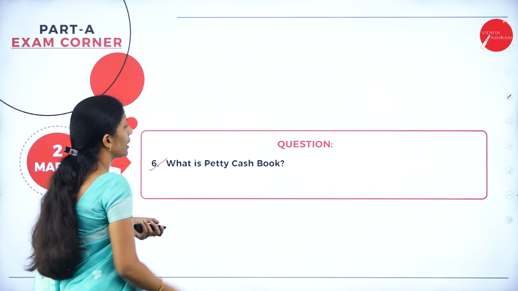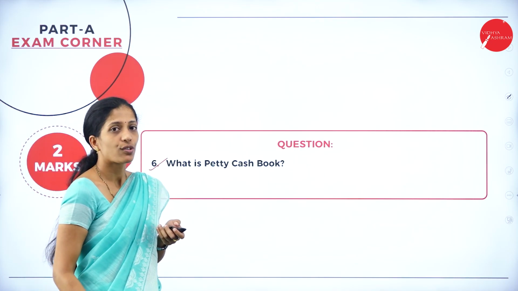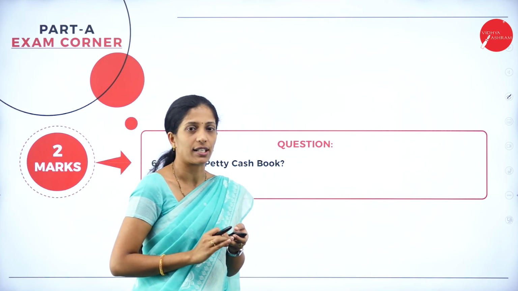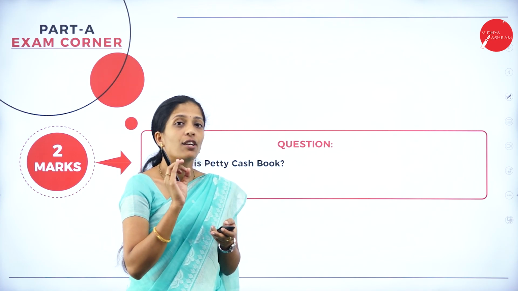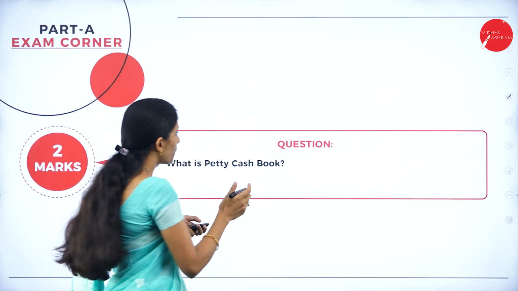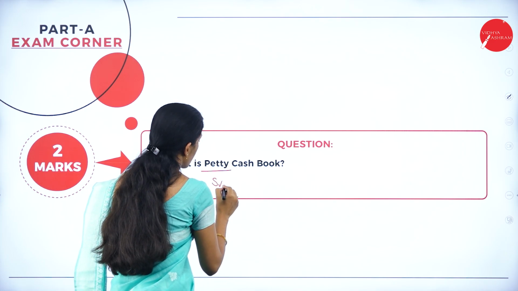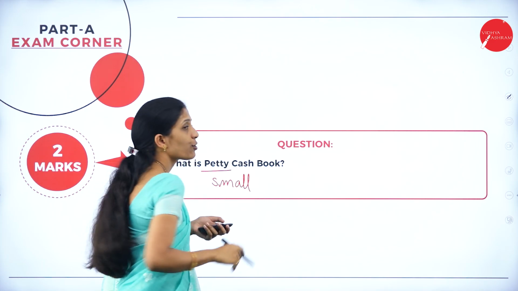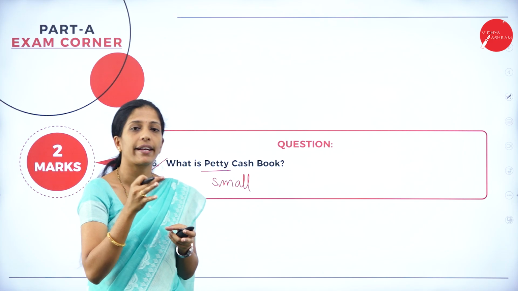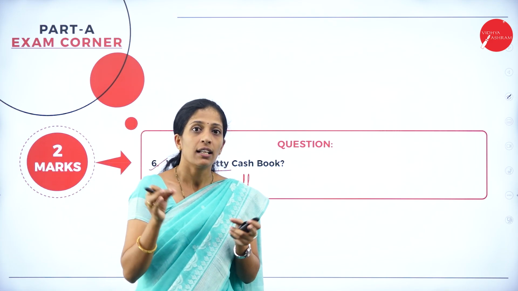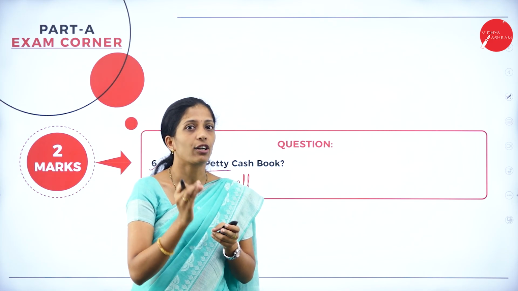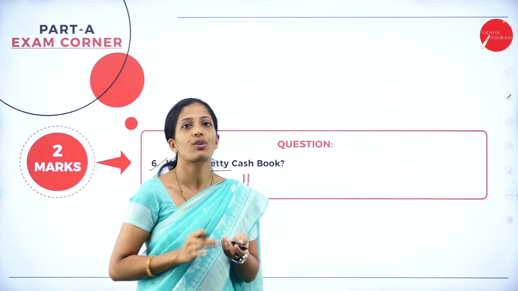Next, sixth question. What is petty cash book? These are all 2 marks questions, children. So what is petty cash book? Petty means what? Small. Correct? So petty means small. All the small transactions are recorded in one particular cash book, which is known as what?